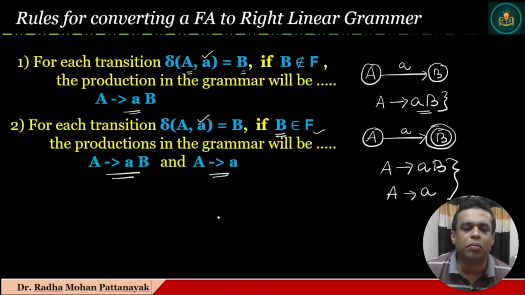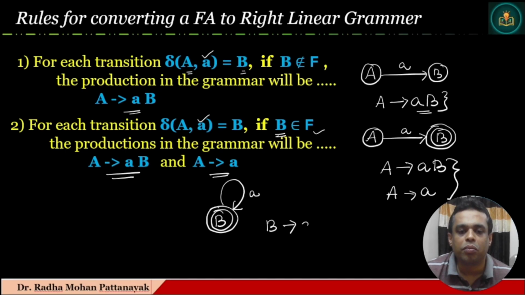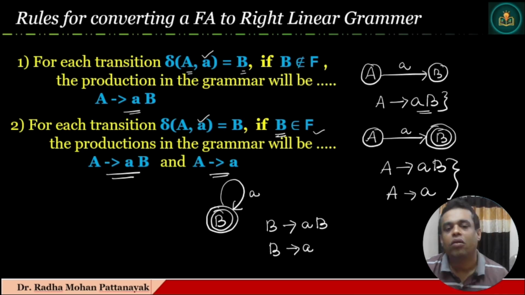For example, let B be a final state and it has a self loop by considering the input terminal a. Clear? For this type we will follow the second rule, that is B produces aB, and since it is a final state, we will also write B produces a. Hope it is clear.